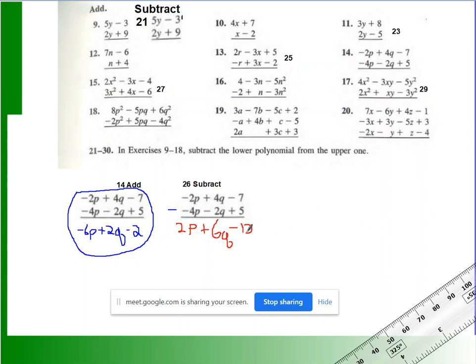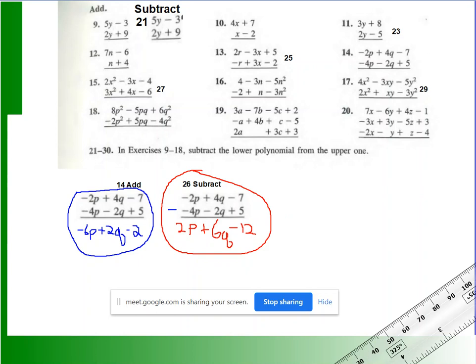Excellent, good job. So now we have successfully subtracted these two polynomials. So negative 2p plus 4q minus 7 minus the polynomial negative 4p minus 2q plus 5 is going to be equal to 2p plus 6q minus 12.